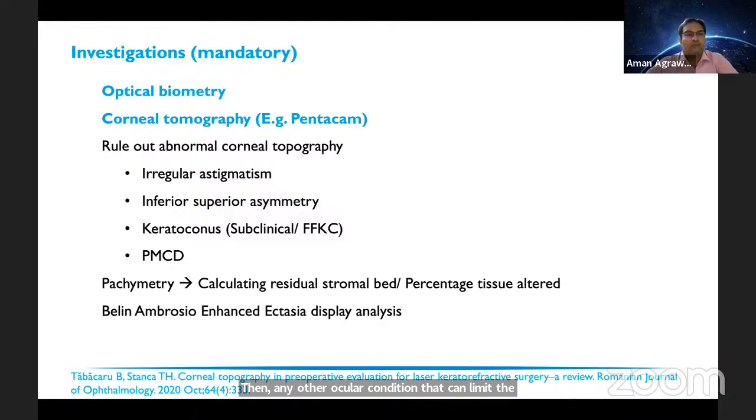Coming to the investigations, which are absolutely mandatory before taking up a patient for refractive surgery. The first and foremost is the optical biometry, which basically tells us about the various ocular measurements. And it also helps us to relate the refraction of the patient with the ocular measurements as well. Next most important is corneal tomography. So any refractive surgery is incomplete without a corneal tomography. There are multiple tomographers, but the one that I will be focusing on in this lecture is the Pentacam system.